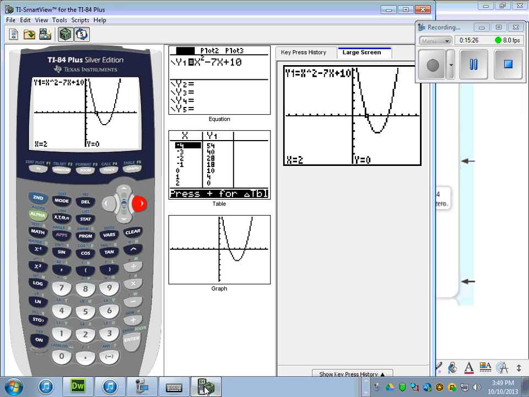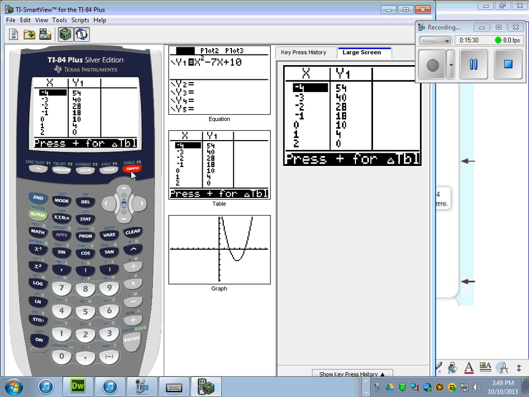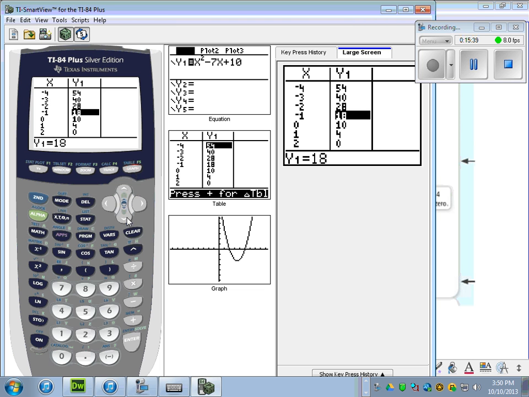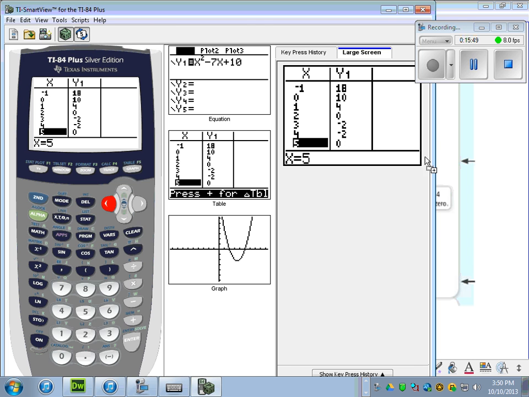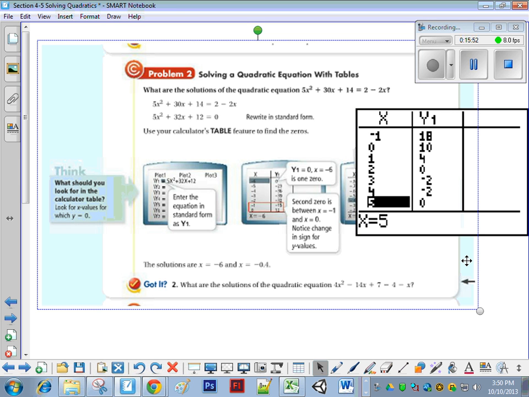If I look at the table of the calculator, which is second graph, and I look down here, I want to find the places where y equals 0. So I come down here, there's one place, x equals 2, y equals 0, and I scroll down, there's my other answer. Okay, so I'll bring this over here so we can kind of see that as well.